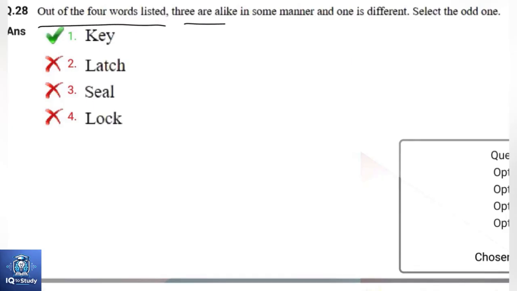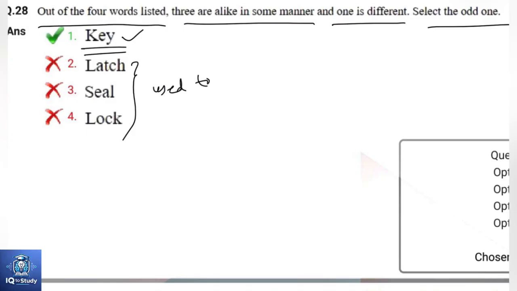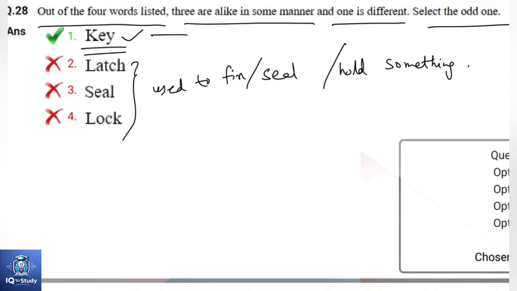Out of 4 words listed, 3 are alike in some manner and 1 is different. Select the odd one. Here the odd one is key, because latch, seal and lock are used to fix or hold something, while key is used to unlock something.